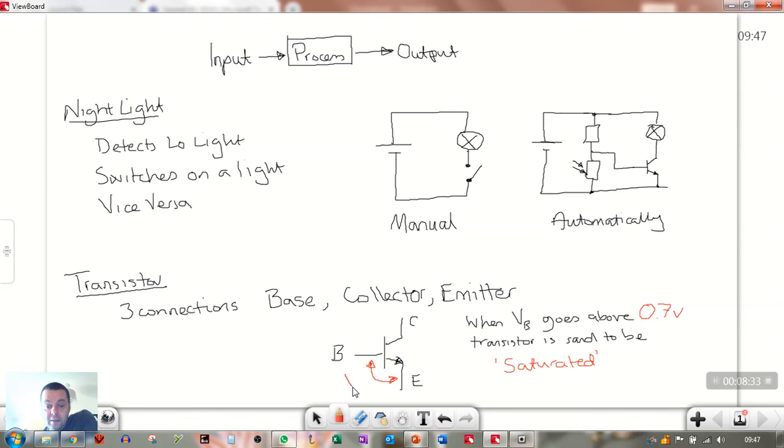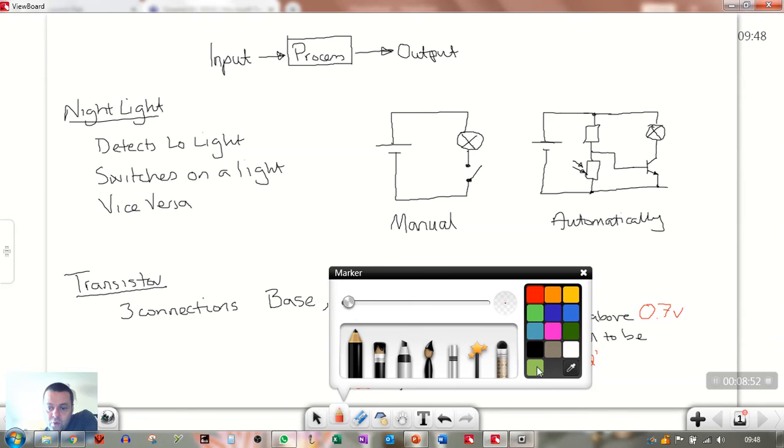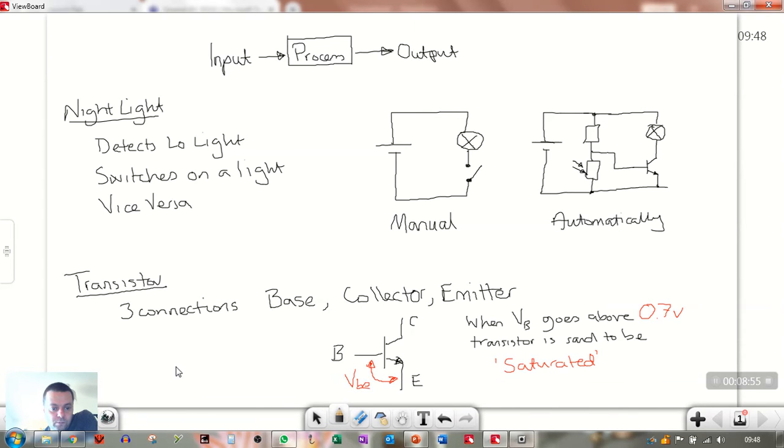So when the VBE, normally I write it lowercase, yeah. So when VBE goes above 0.7 volts, the transistor is said to be saturated, and what that means is the collector is connected to the emitter, it's as if a switch has been closed, right? What I used to do is a kind of daft thing. I don't know if I'll be able to do it here. Right, so there's the base. There's the collector. You can almost just think of it as like a switch between the collector and emitter.